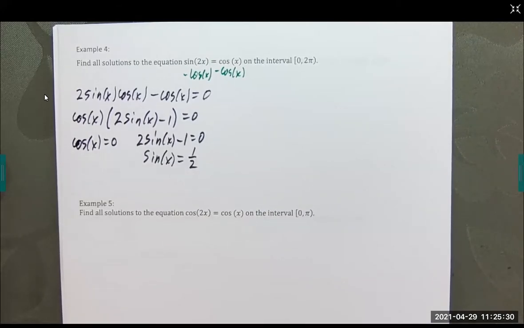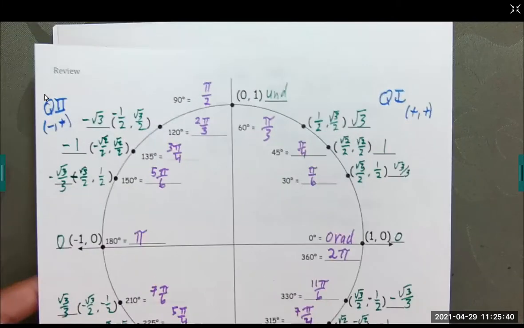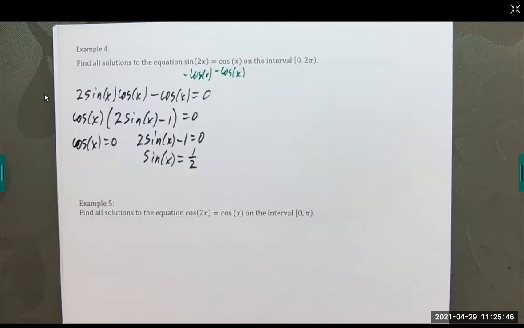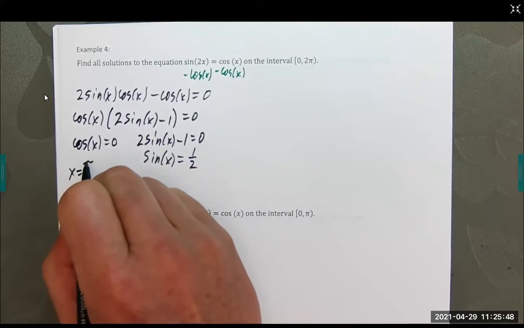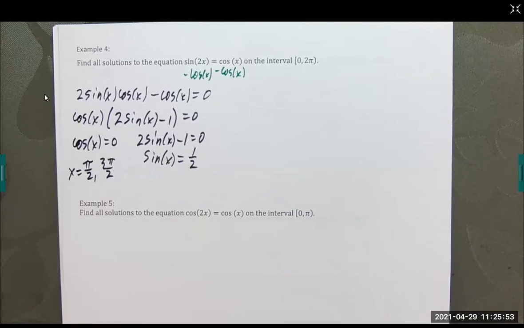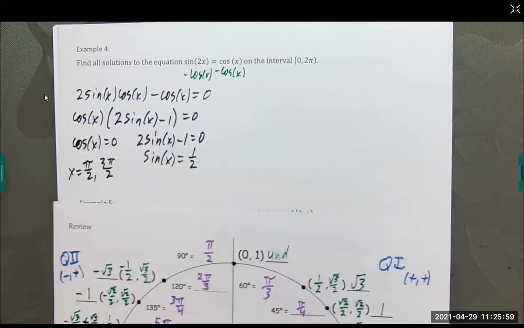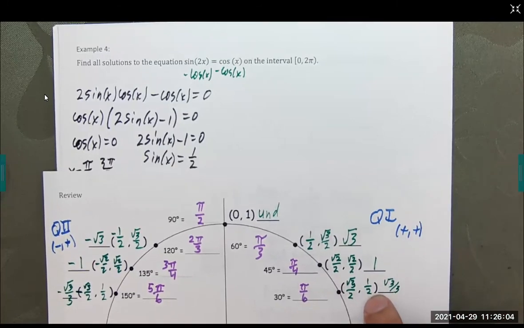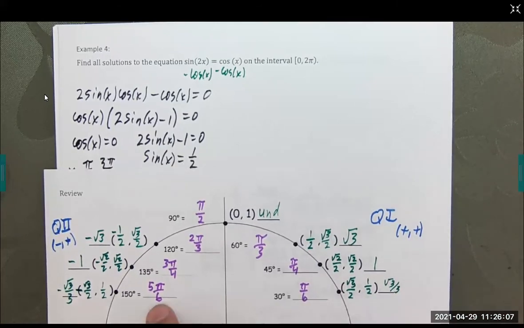So let's bust out the unit circle here. When is cosine equal to 0? There are two places that it's equal to 0. It is equal to 0 at pi over 2 and at 3 pi over 2. Sine is positive in quadrants 1 and 2. And when is the y-coordinate equal to 1/2? That's here at pi over 6. And that's over here at 5 pi over 6.